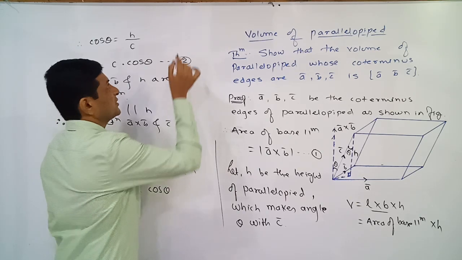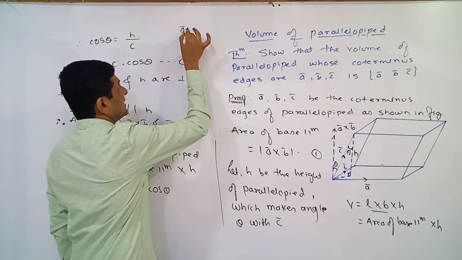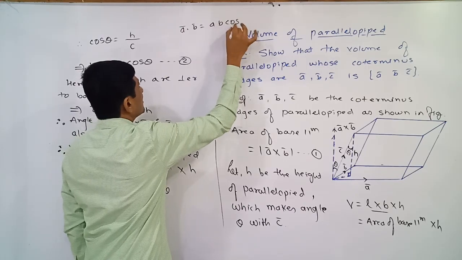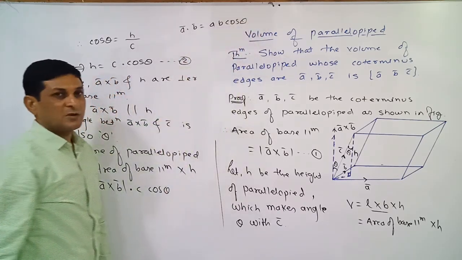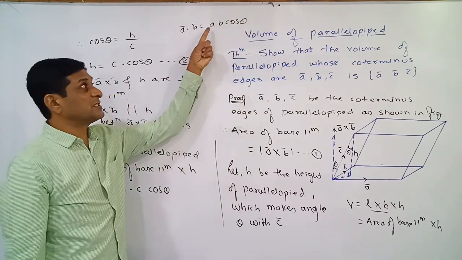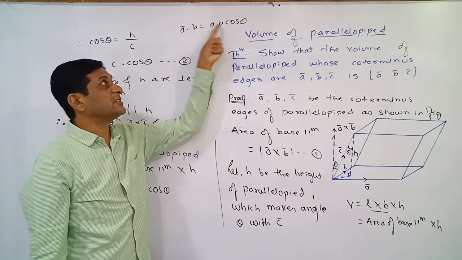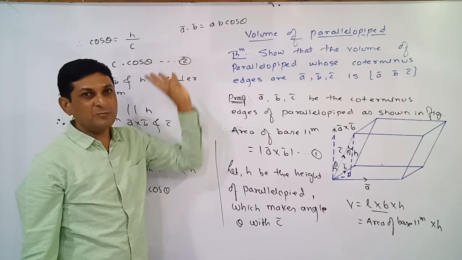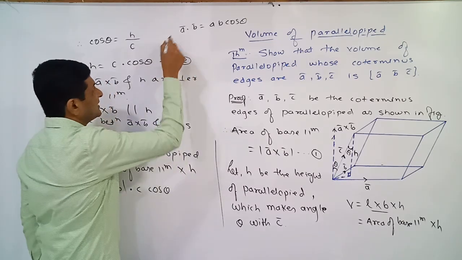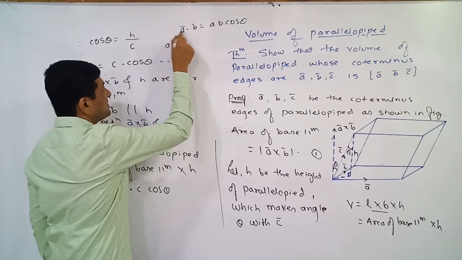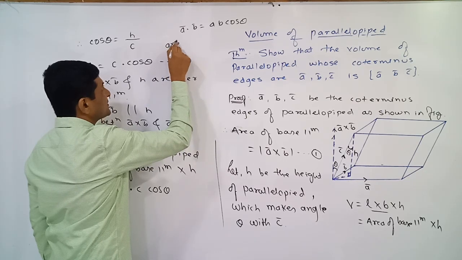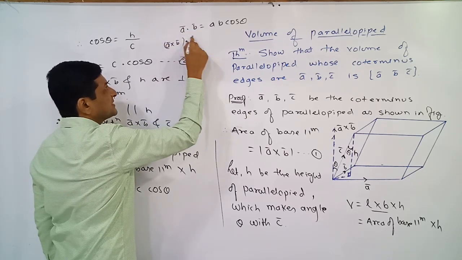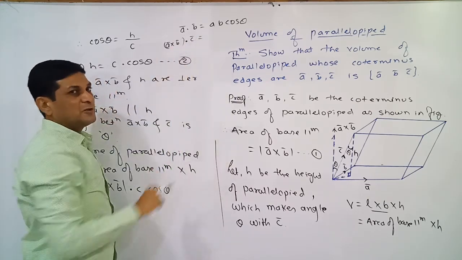Let us revise the definition of dot product. What is the definition of A bar dot B bar? A bar dot B bar is equal to AB cos theta. This is the definition of dot product, where the first term is the magnitude of the first vector, the second term is the magnitude of the second vector, and theta is the angle between A bar and B bar. Now, I am replacing A bar by A bar cross B bar, keeping the dot as it is, and replacing B bar by C bar. Let us try to find out.